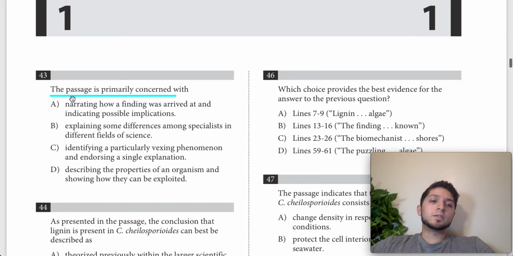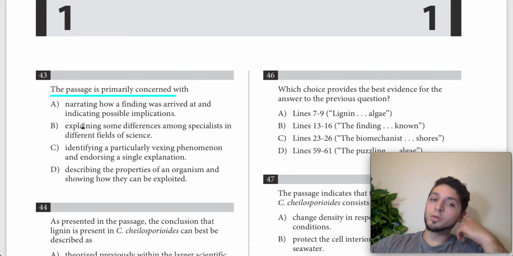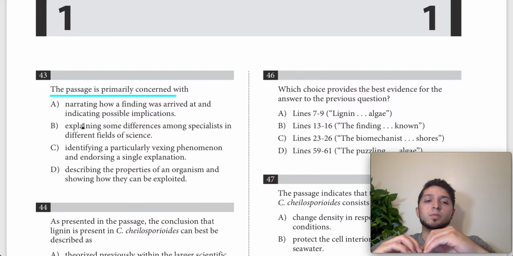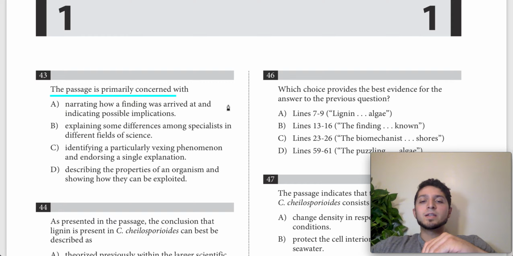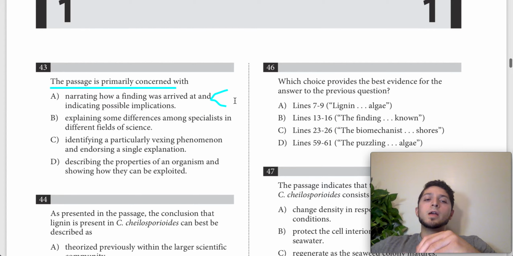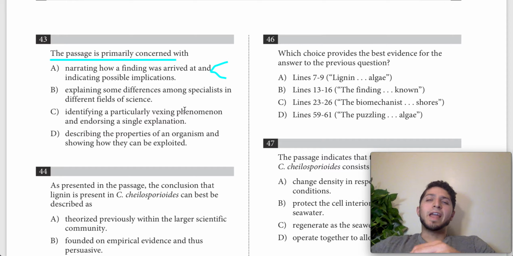So if we look at the answer choices, we start with A, which says that the passage is concerned with narrating how a finding was arrived at and indicating possible implications. So maybe this is true, maybe this is something we want to keep to continue to figure out, because the passage does go on to talk about the experience of finding lignin and maybe some implications. So maybe we can keep it and see if it's right if we don't find stronger answer choices.